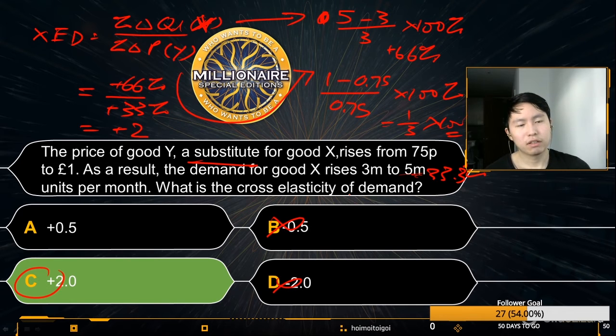Okay, cool. So always remember the relationship between the two goods. If it is a substitute, the decrease in the price of one good would lead you to buy more of that good, and as a result, it's going to decrease the demand for the other good, and vice versa as well.